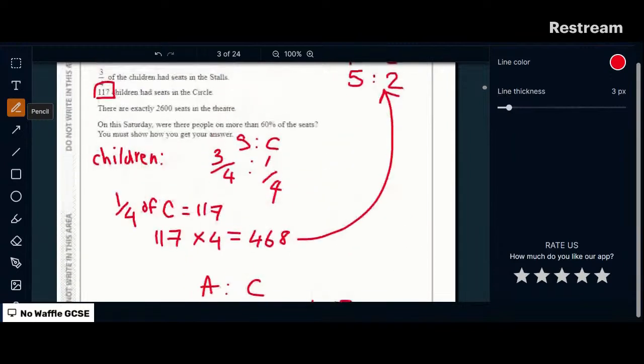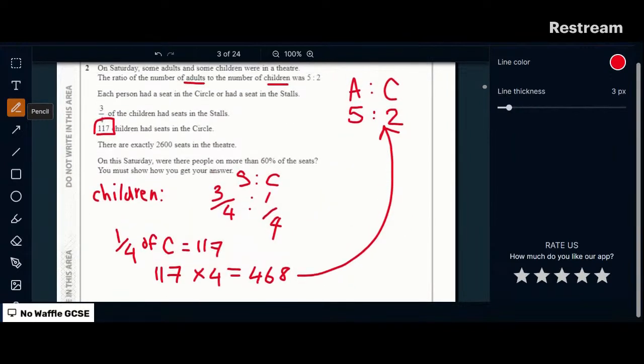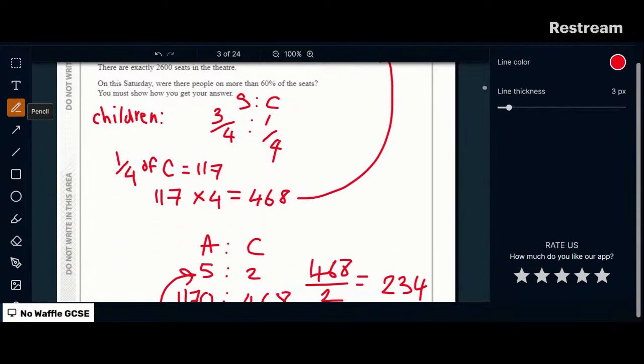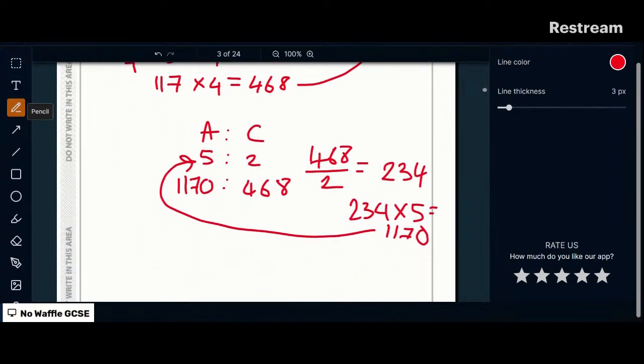And remember, going back to the question, on Saturday, were there people on more than 60% of the seats? So what is 60% of 2,600? That's what you have to work out. So 60% of that is just 0.6 times 2,600, which is 1,560 seats in total.